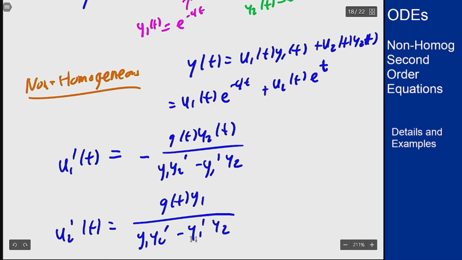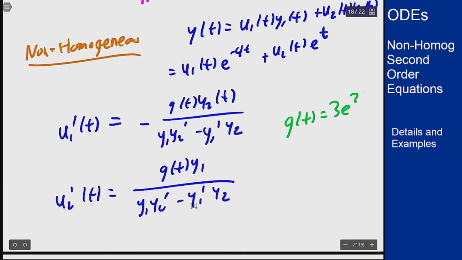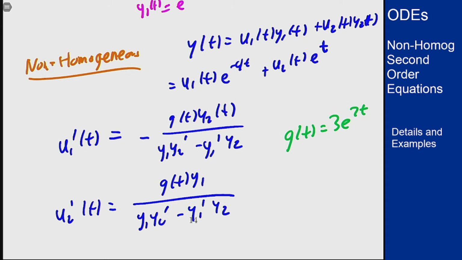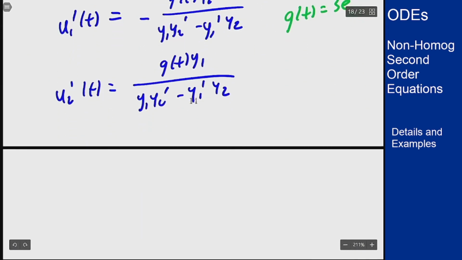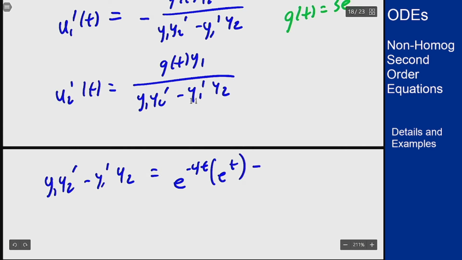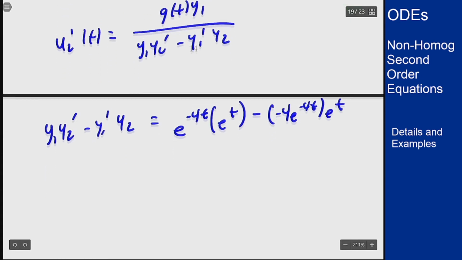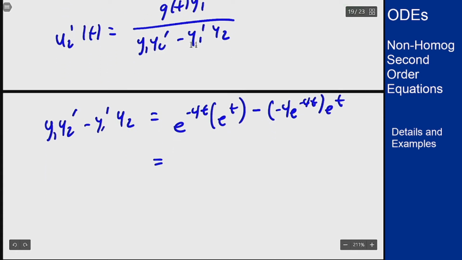So we know that for this case, our g of t is 3 e to the 2t. We can also work out our Wronskian to make it easier to solve things out. The Wronskian here is y1 y2 prime minus y1 prime y2. y1 was e to the minus 4t. y2 is e to the t, its derivative is just e to the t. Minus y1 prime, which is negative 4 e to the minus 4t, times y2, which is e to the t. So I'm going to get an e to the minus 3t plus 4 e to the minus 3t, or a 5 e to the minus 3t.